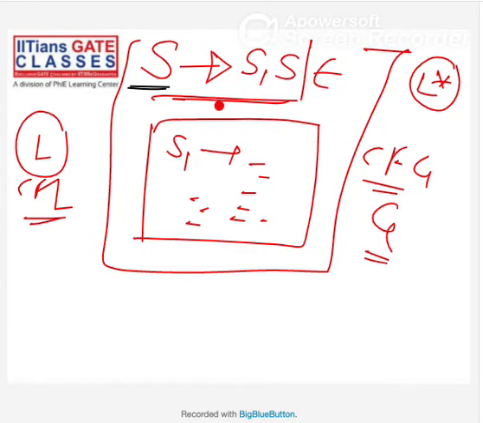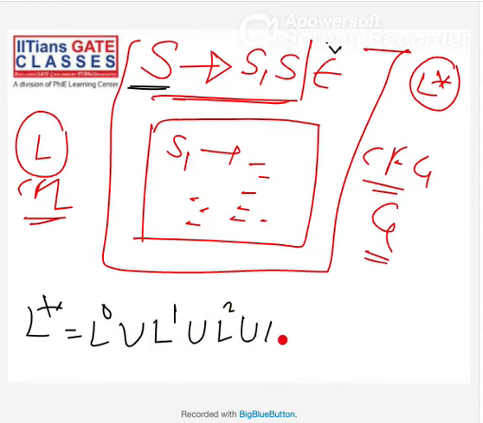Why is this L star? Because, first of all, this can generate epsilon. Okay, because L star is what? L star is nothing but L power 0 union L power 1 union L power 2 union L power 3 and so on. So L power 0 is nothing but epsilon, which is generated. Now L power 1. How to generate L power 1? L power 1 means L. So you can generate it very easily.